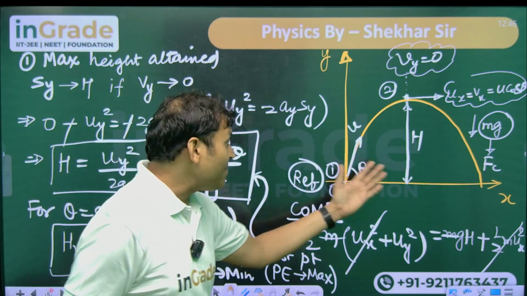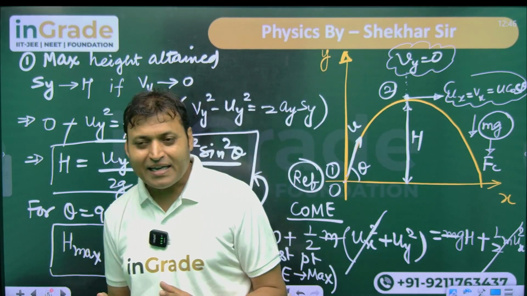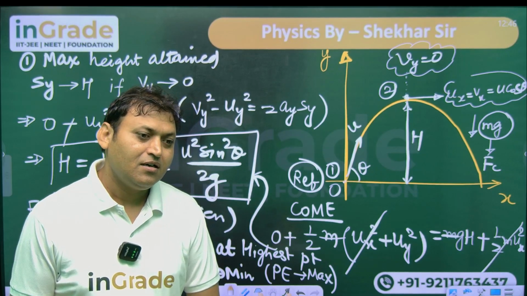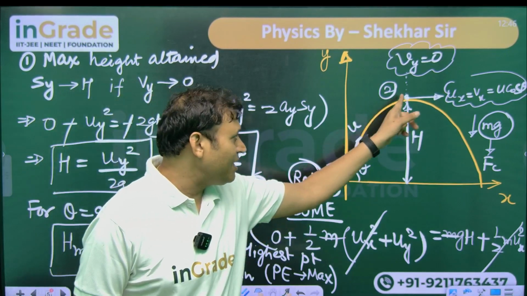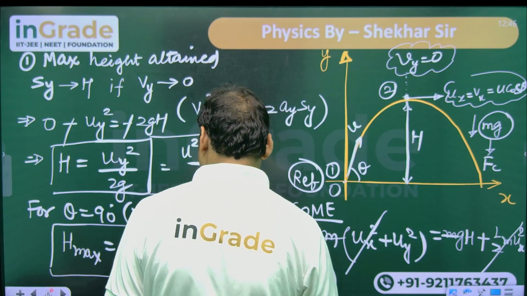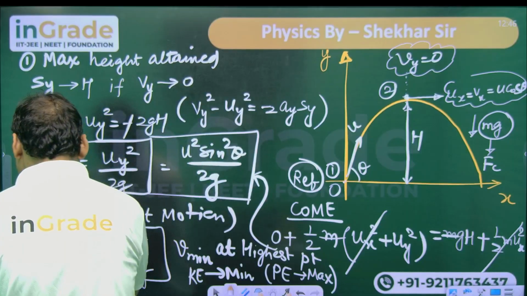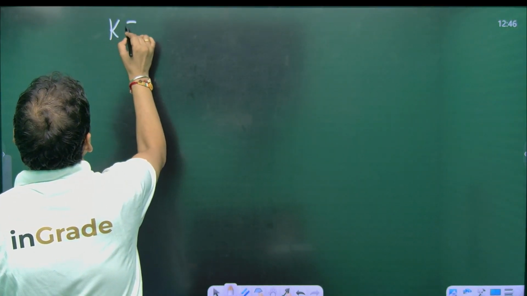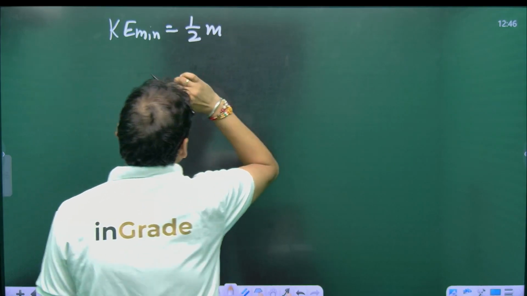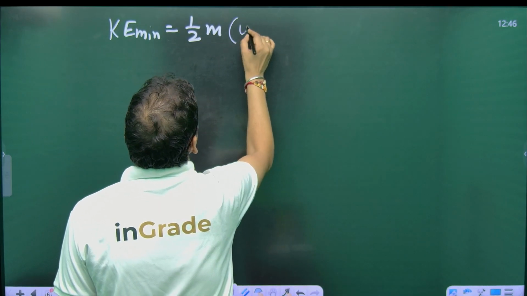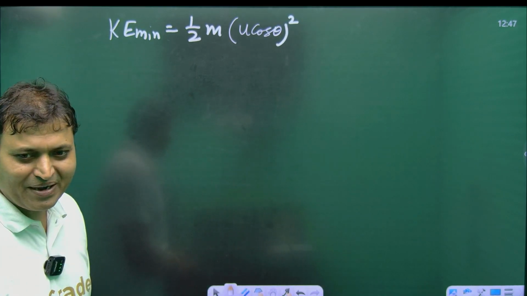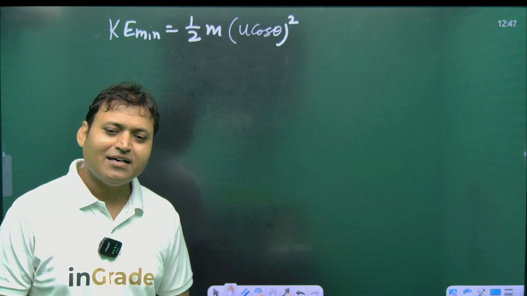So there may be a question: what is the minimum kinetic energy of the particle? We must know that the minimum kinetic energy is possible at the highest point. So the value of minimum kinetic energy can be written as half m into u cos theta whole square. That is the minimum kinetic energy, which is at the highest point.